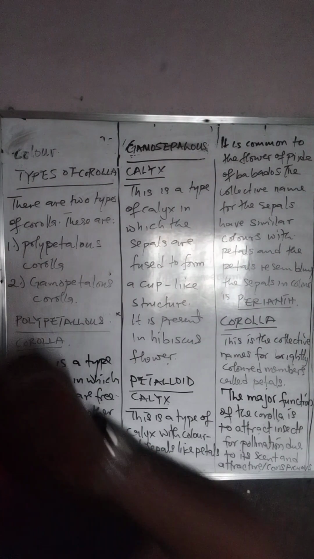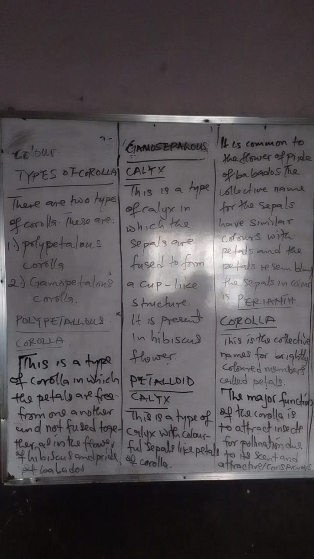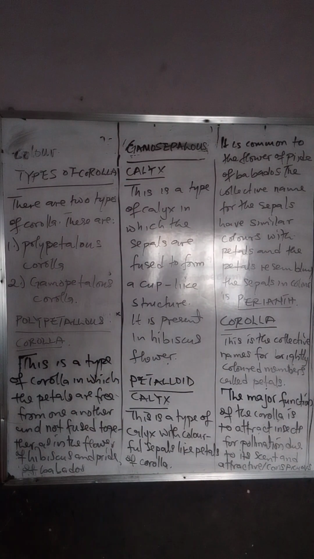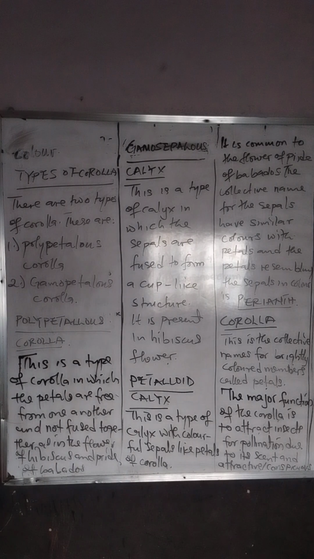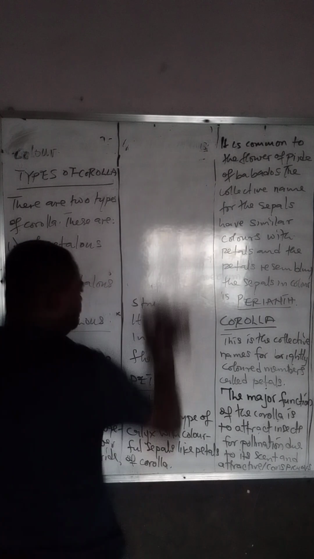Look at hibiscus, look at the petals, they are free, they are not fused together. And the same thing in the case of Pride of Barbados, you can see the petals, they are free, they are not fused together. But if you check Nicotiana tabacum, tobacco flower, that white flower, the petals are fused together to form a tube-like structure. And that type of corolla is called gamopetalous corolla.